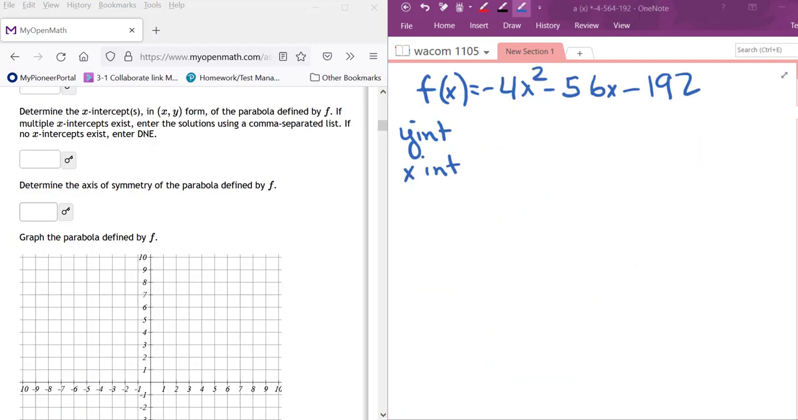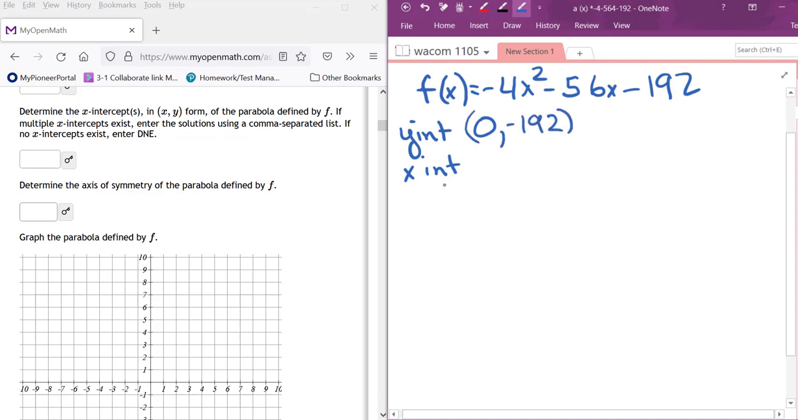Then they ask for the x and y intercepts. Y-intercept is the easy one. You plug 0 into x, so 0 into x is going to wipe these out. It will give you just your constant. So it will give you 0, negative 192. So not a lot of work there. X-intercept, you have to set y equal to 0 and solve, so this one is more work.